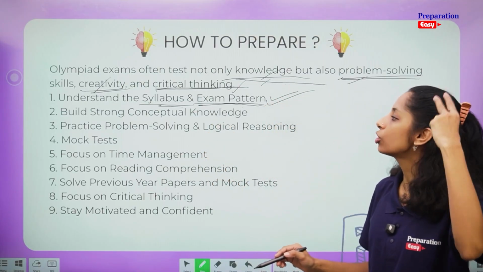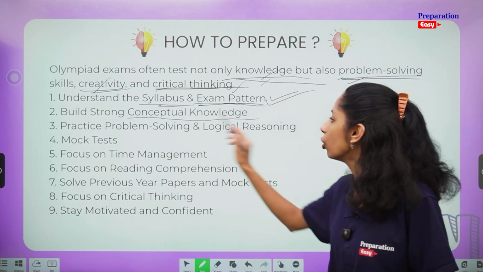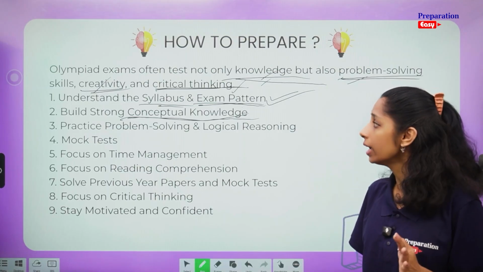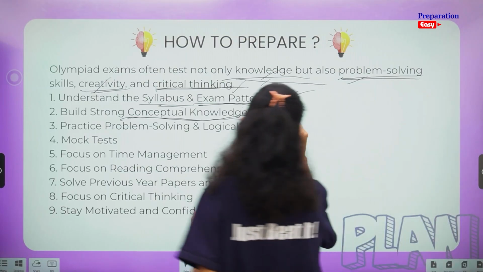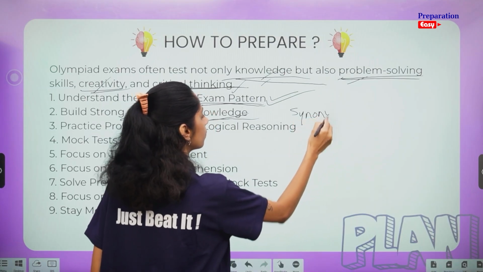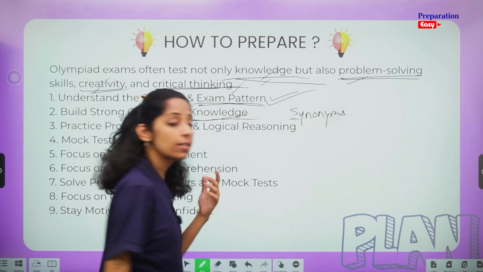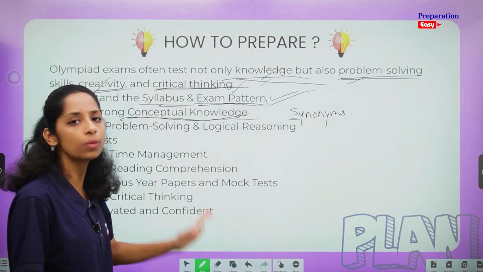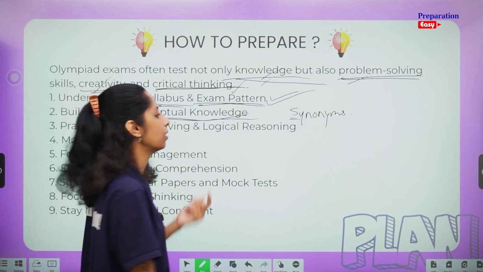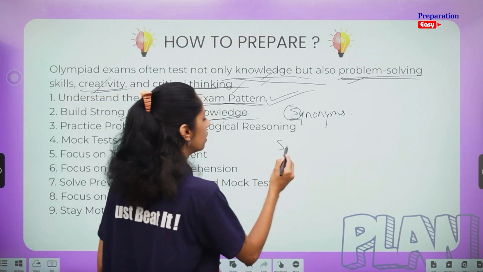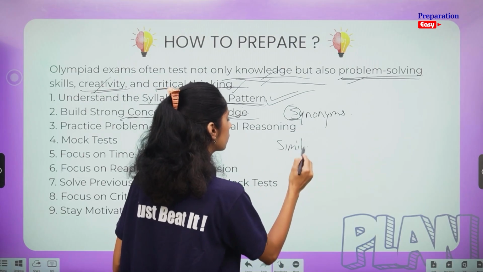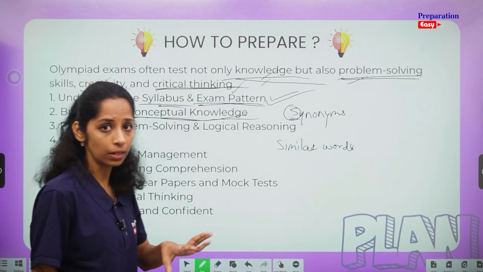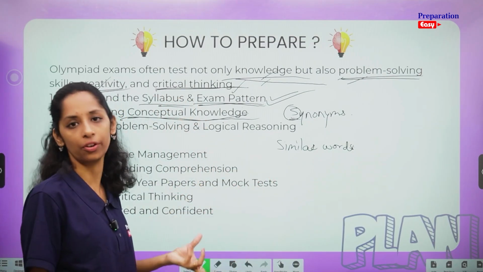Now we need to build strong conceptual knowledge. With our upcoming videos, we are going to build our strong conceptual knowledge. What is conceptual knowledge? For example, what are synonyms? It's just a very simple topic in this syllabus. Synonyms are similar words. How do you remember that? With the letter S. S for similar words. But they can be exact or nearly similar words.